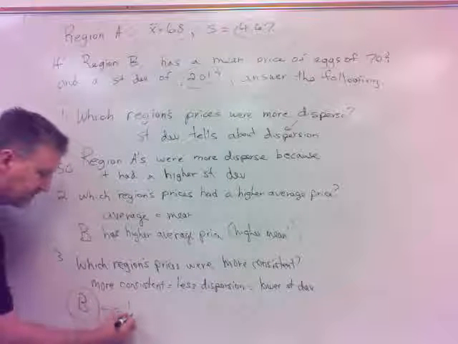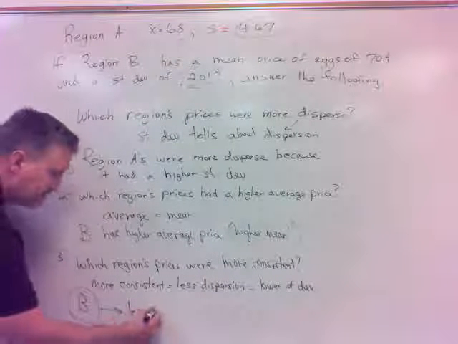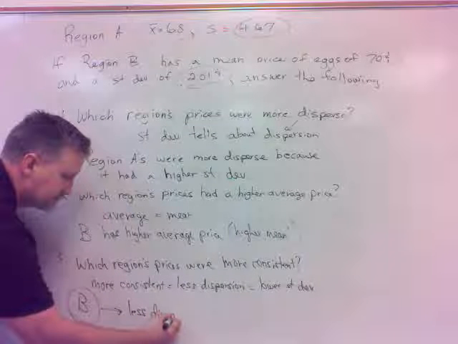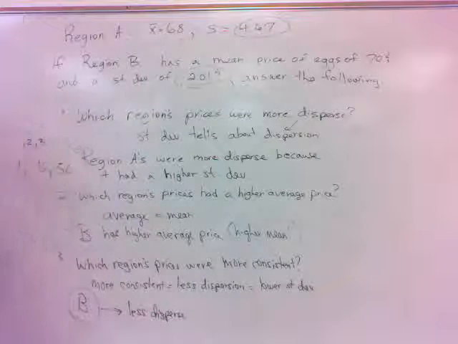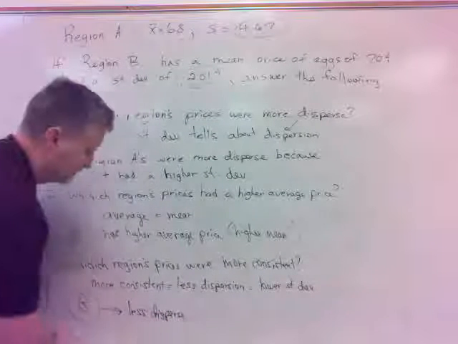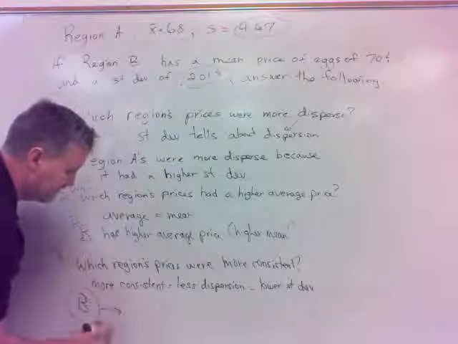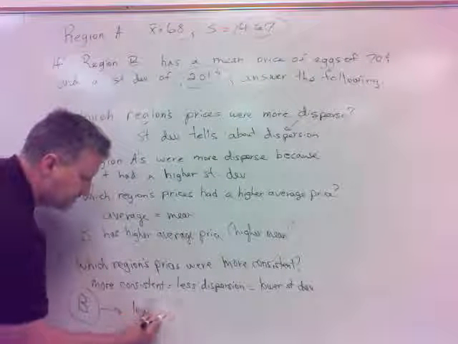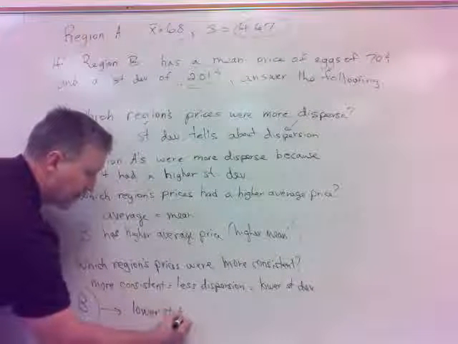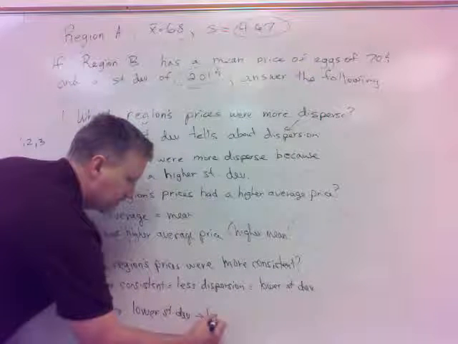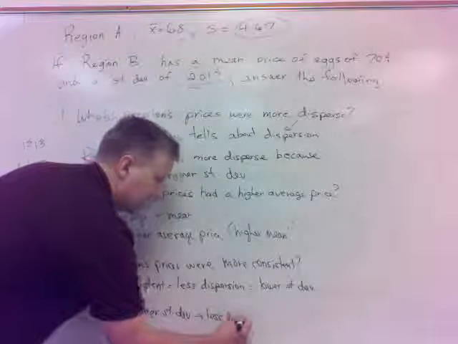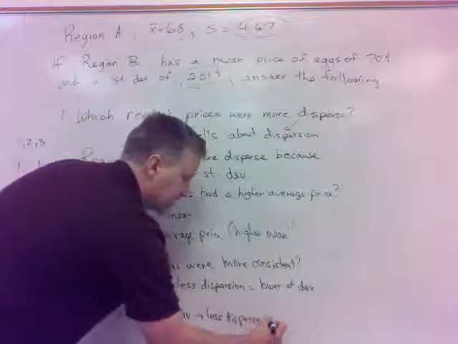And that's because less dispersed means more consistency. Well, here's what I mean. B, because it has a lower standard deviation, which means it's less dispersed, which means it's more consistent. That's the reason.